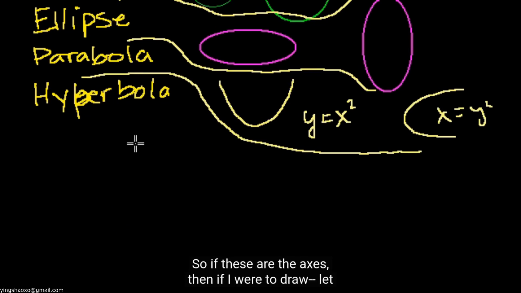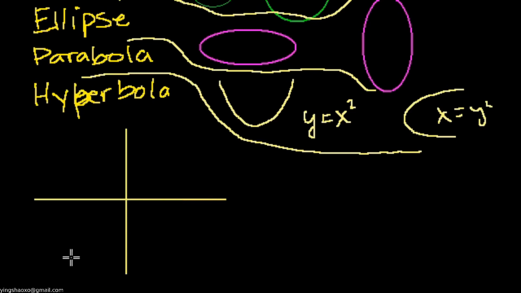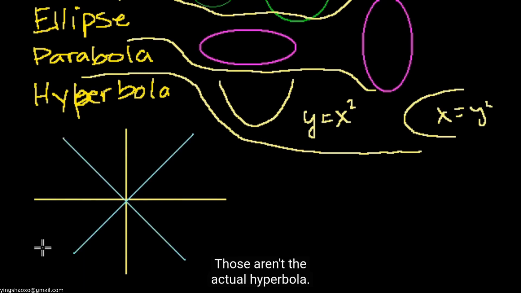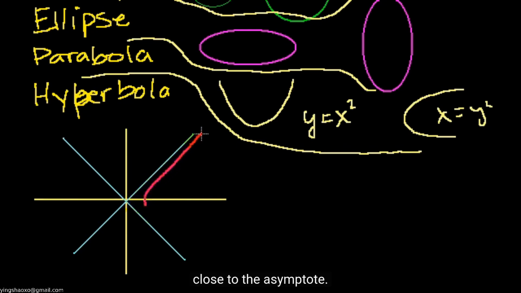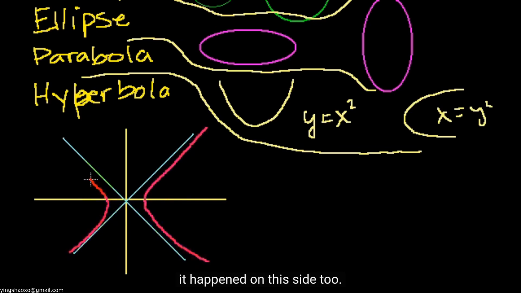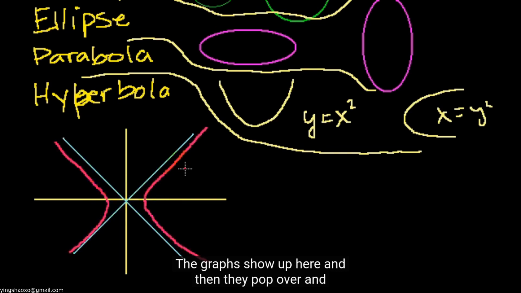So if these are the axes, and then if I were to draw some asymptotes right through, pretty good. These are asymptotes. Those aren't the actual hyperbola. But a hyperbola would look something like this. They could be like right here, and they get closer and closer to those blue lines, like that. And it happens on this side too. So the graphs show up here, and then they pop over and show up there. So this magenta could be one hyperbola.